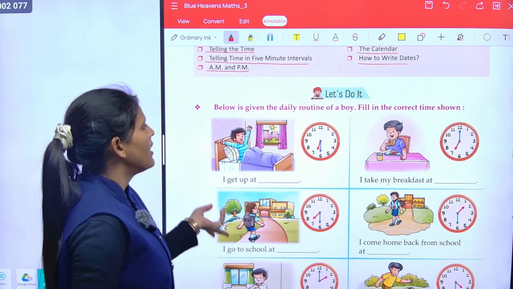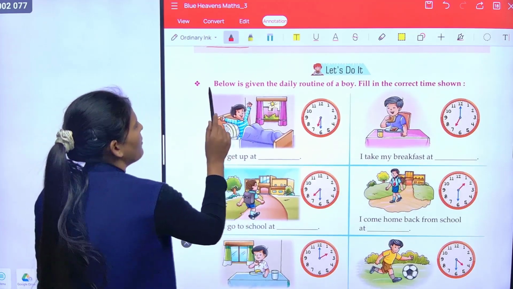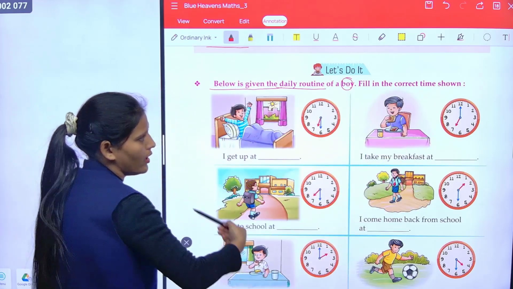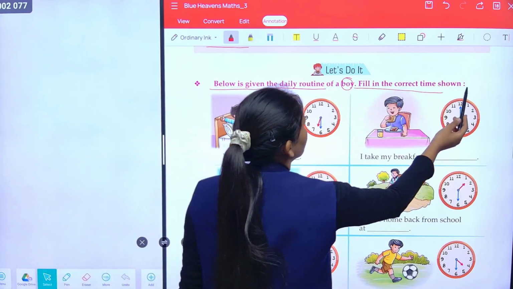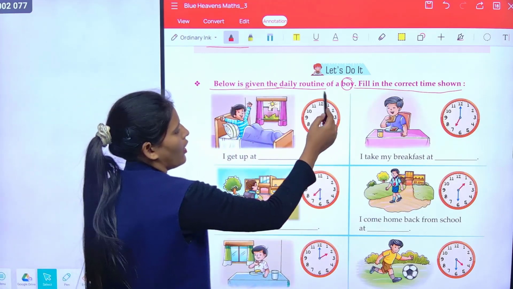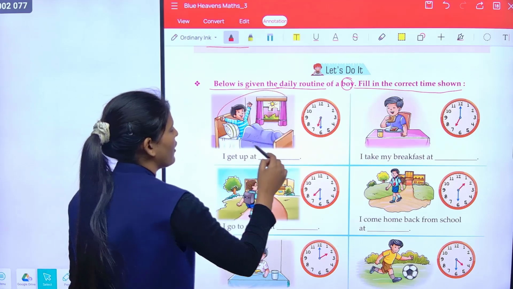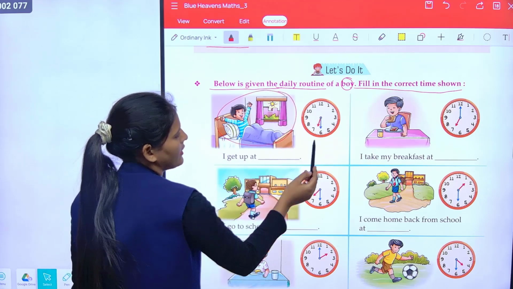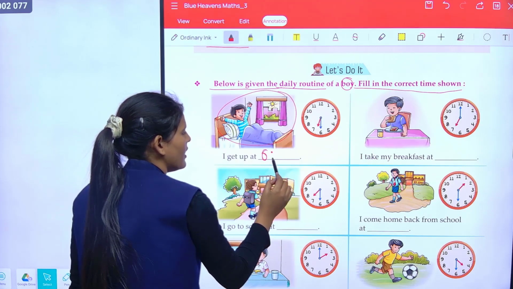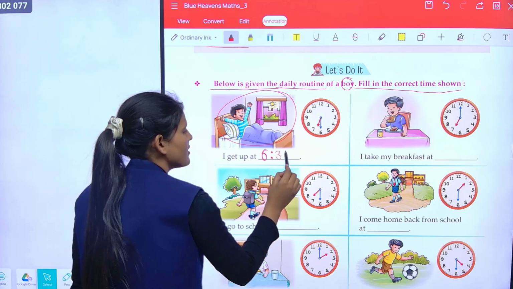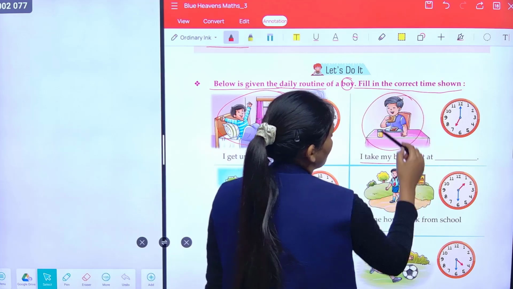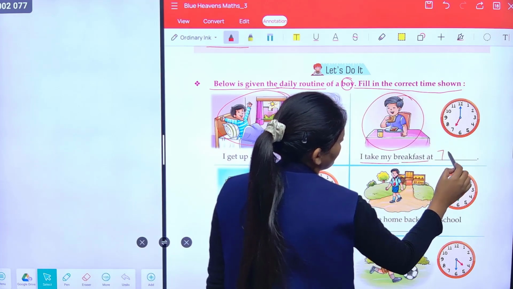Okay, now let's start. Below is given the daily routine of a boy. यहाँ पर एक boy का daily routine है. Okay, fill the correct time shown. Now class, it is a clock. A clock. ये यहाँ पर क्या हो रहा है? Morning. I get up at 6:30 in the morning. He gets up 6:30 and I take my ये जो breakfast करता है I take my breakfast at 7 o'clock.